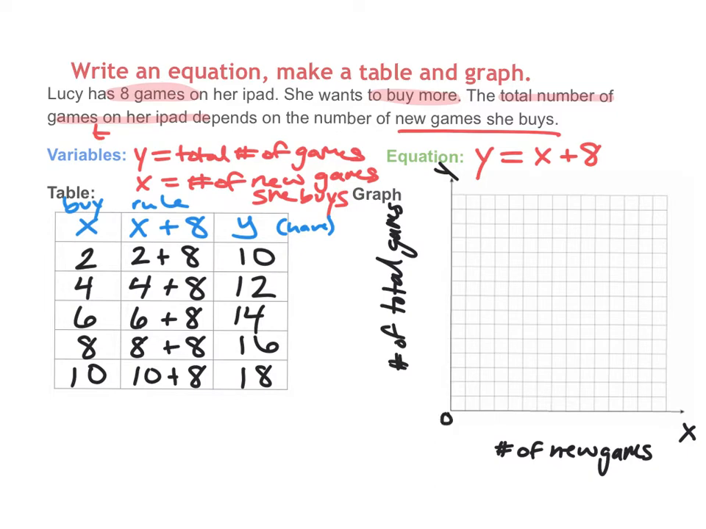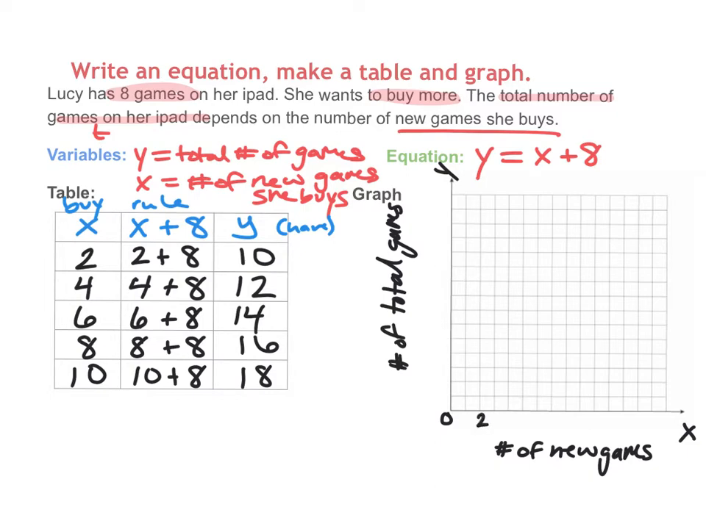We know our origin is 0, 0. She buys 0 new games. We didn't put that in our table, but that might have been a good thing to put. If she buys 0 new games, she already has 8, though. So what you're going to want to do is label your axes here and do them in intervals.